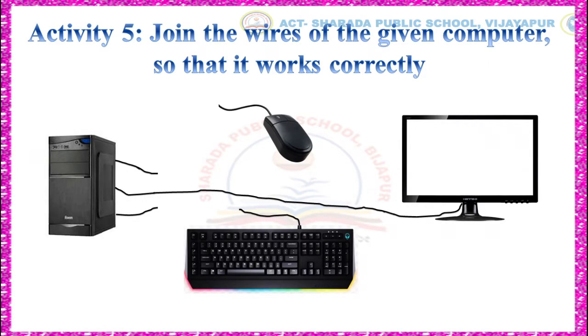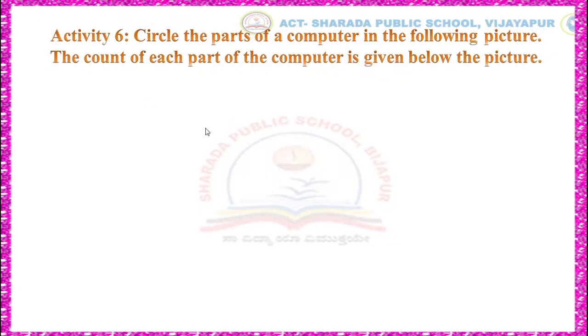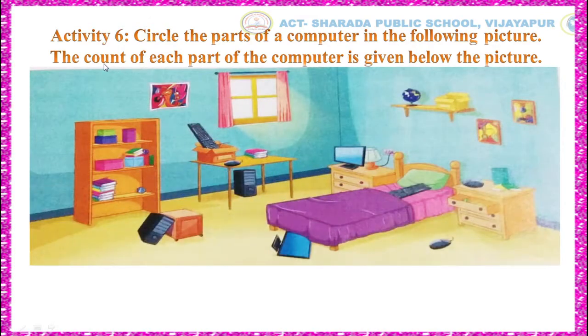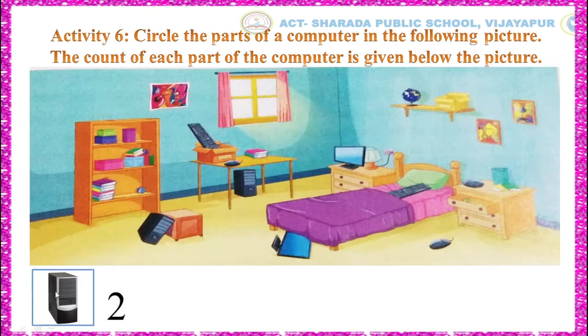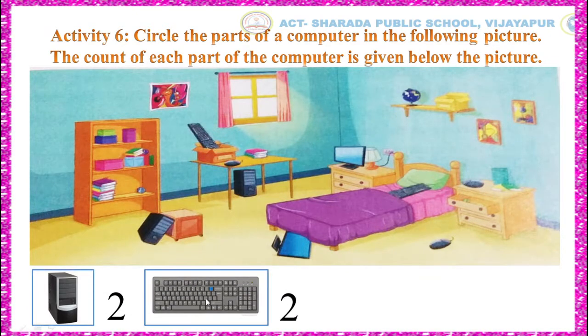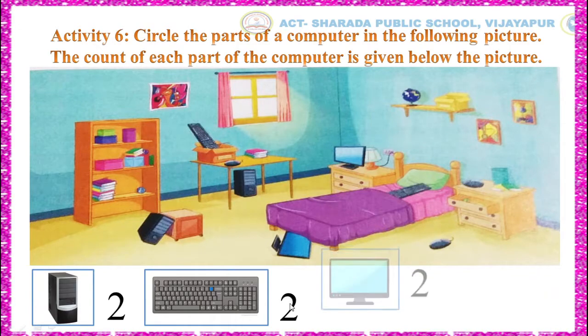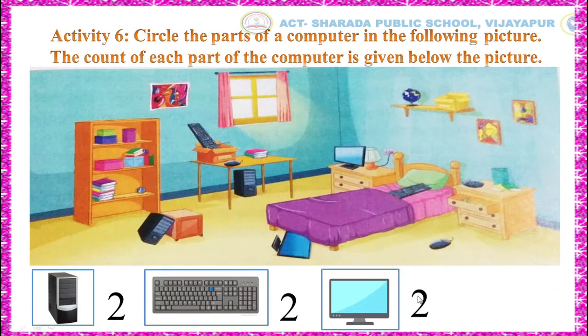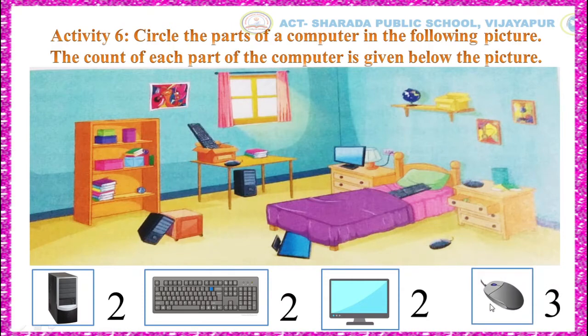Now, we will move to activity number 6. Circle the parts of a computer in the following picture. The count of each part of the computer is given below the picture. CPU, 2 pictures. Keyboard, 2 pictures. Monitor, 2 pictures. Mouse, 3 pictures.